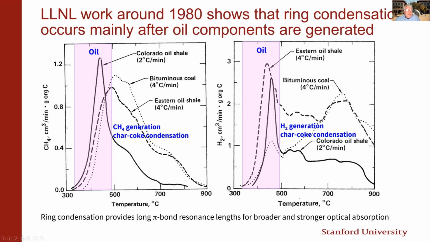And during the oil generation phase, where you get a lot of oil from essentially an algal kerogen here, this is primarily concentrating organic matter. And then the methane formed here and the hydrogen formed here are really due to the aromatic rings fusing to each other and eliminating the residual hydrogen and methane. So this process out in here, above oil generation, is the thing that provides this long pi bond resonance length for a broader and stronger optical absorption.